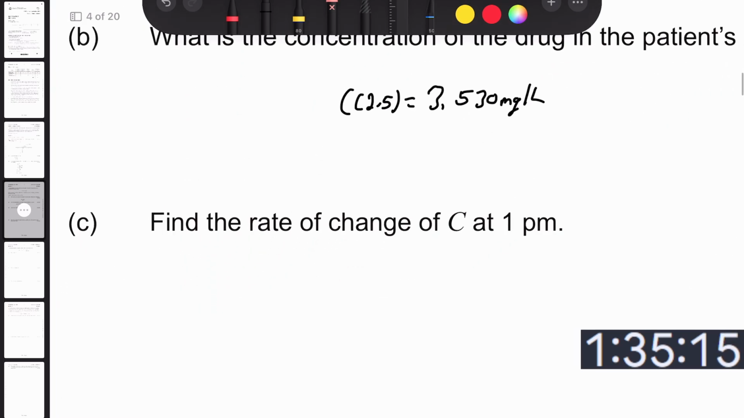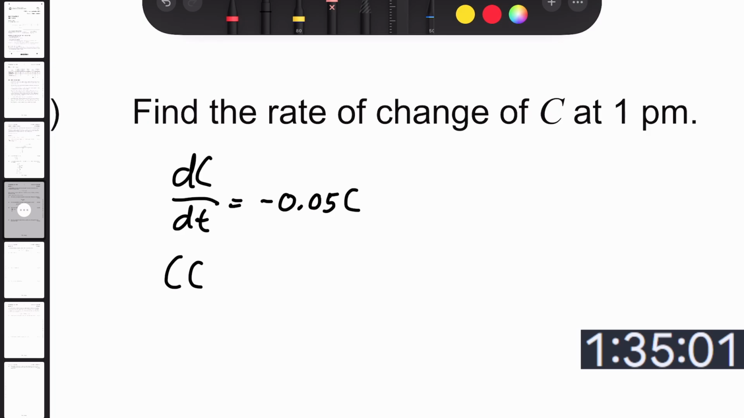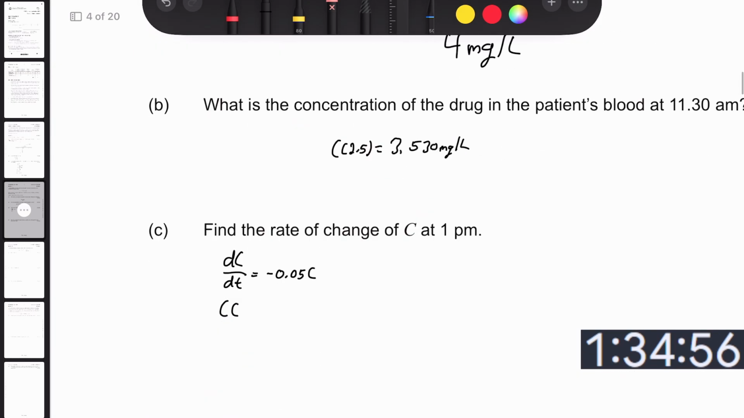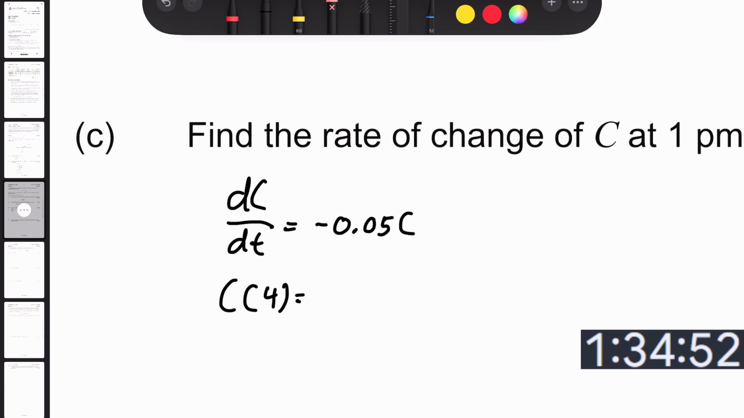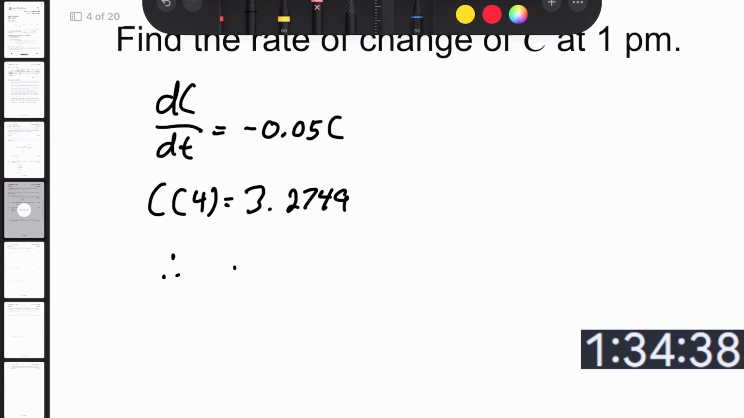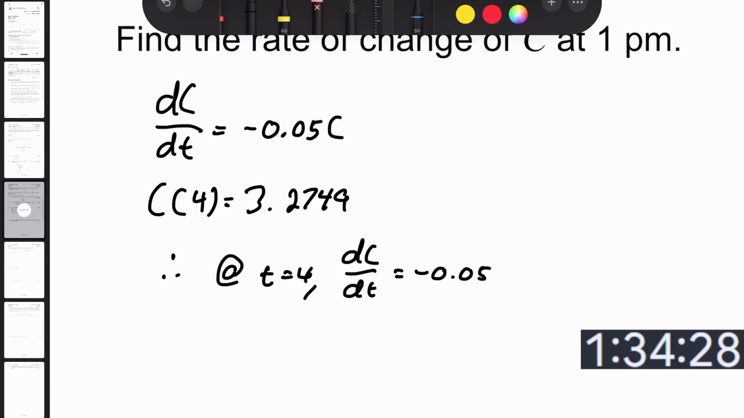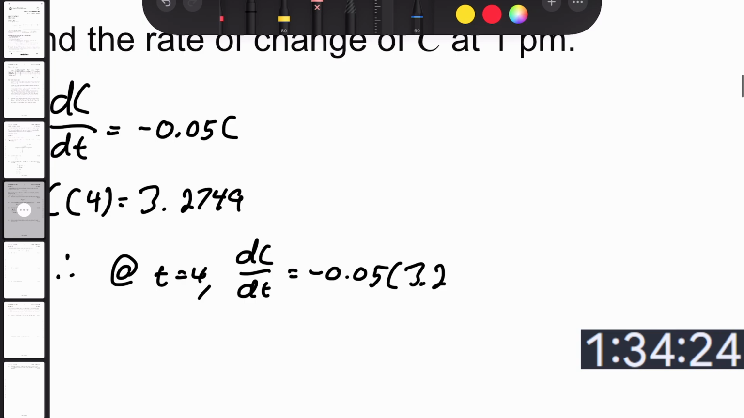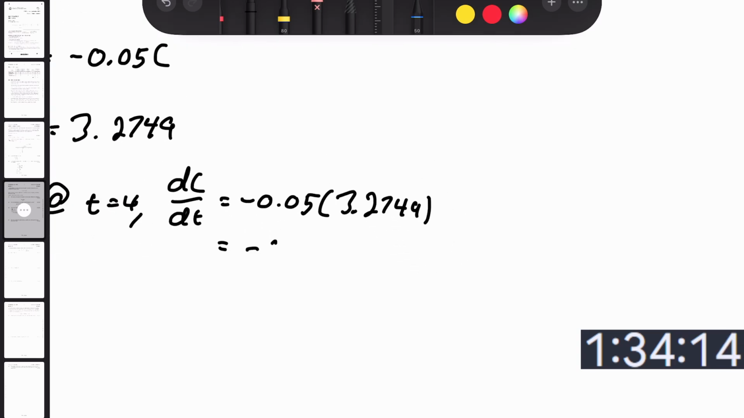And the rate of change of C at 1 p.m., dC over dt, is equal to negative 0.05 of C. C at 1 p.m. is going to be 4 hours ahead. So sub in 4 here, I get 3.2749. So at t equals 4, dC/dt is equal to negative 0.05 times 3.2749. It's going to be negative 0.1637 milligrams per liter per hour.